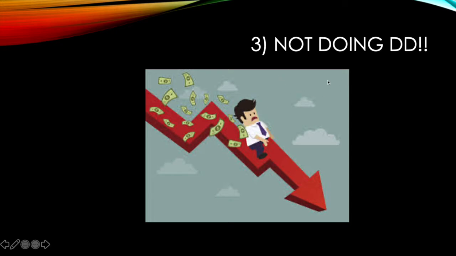So number 3 would be not doing your DD. The DD stands for due diligence. So you gotta research the companies, you gotta look into the companies, you gotta understand everything before you buy the stock. If you don't understand the stock, this works for traders and even long-term investors.